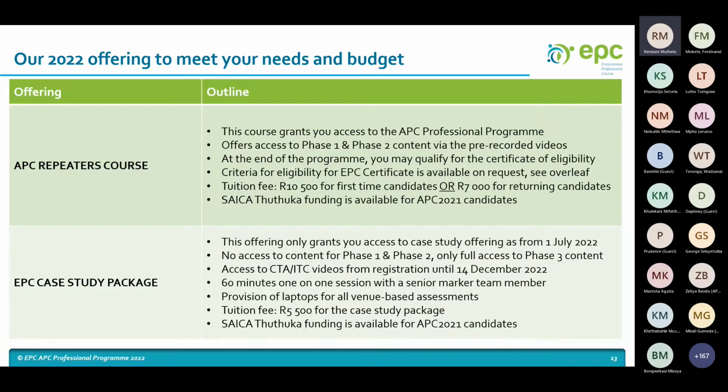So in other words, when we issue the certificates at the end of the year, they will refer to you as having completed the APC professional program. This year we were running what we called the APC comprehensive course and the APC professional course. And this will be the third, the APC repeaters course. But by the time we get to the end, the courses all form part of the APC professional program. And therefore, when we submit the list of eligible candidates, it will just say they've completed the professional program.